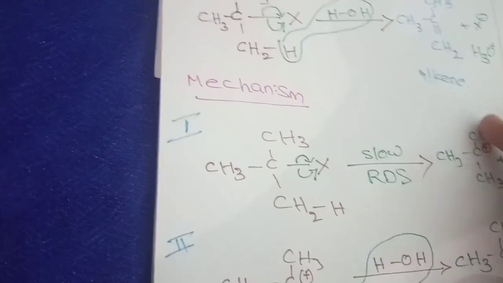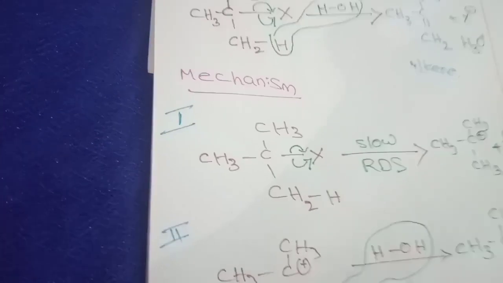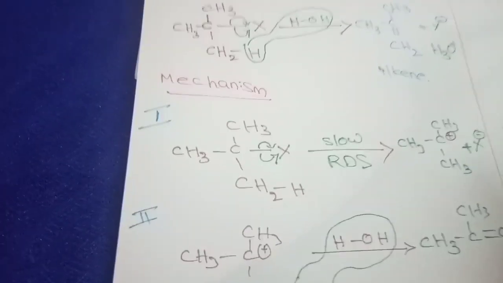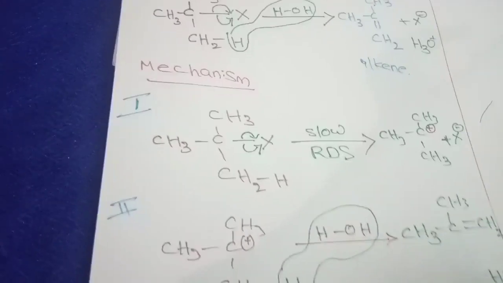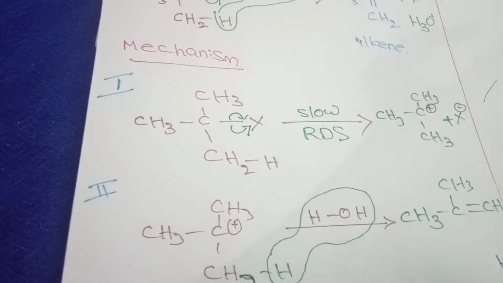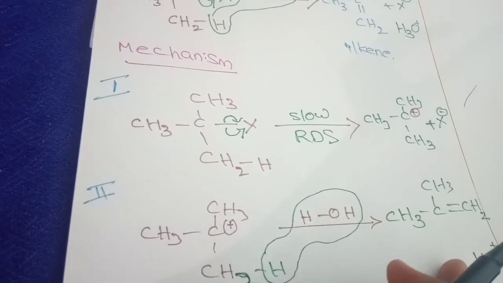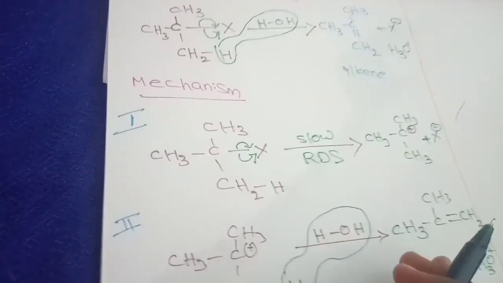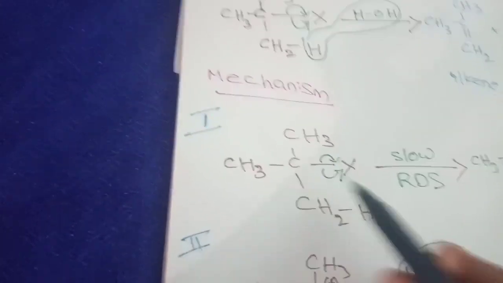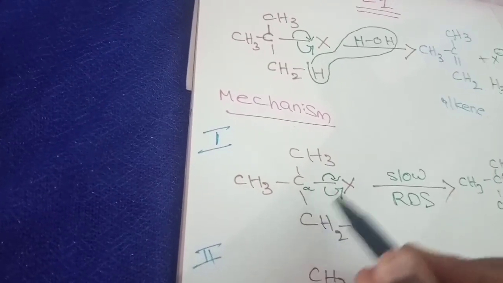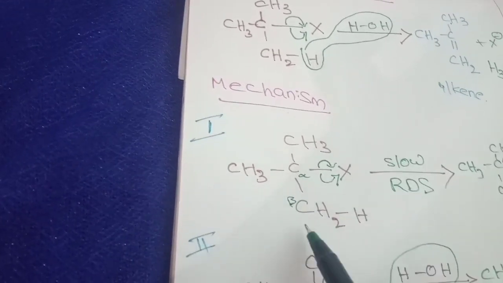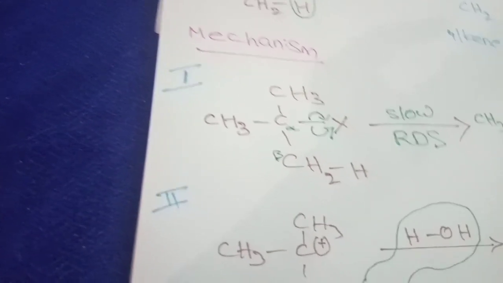See students, I will say these reactions are also called dehydrohalogenation reactions because here halogen and hydrogen are removed in this reaction. That's why these are called dehydrohalogenation reactions, and these are also called beta elimination reactions. Why is it called that? Because here hydrogen is removed from the beta carbon atom. This is the alpha carbon atom, this is the beta carbon atom. From the beta carbon atom we remove hydrogen. That's why these are called beta elimination reactions.